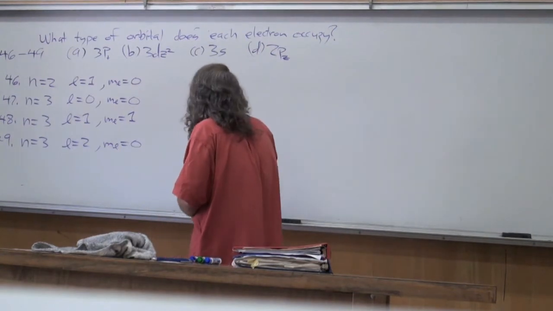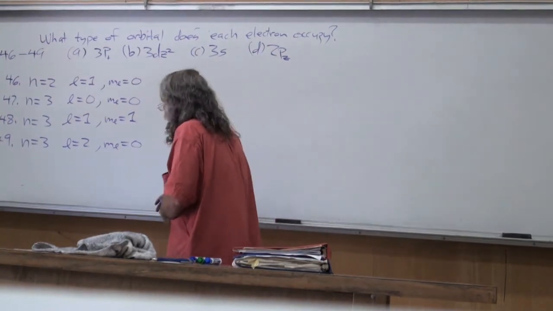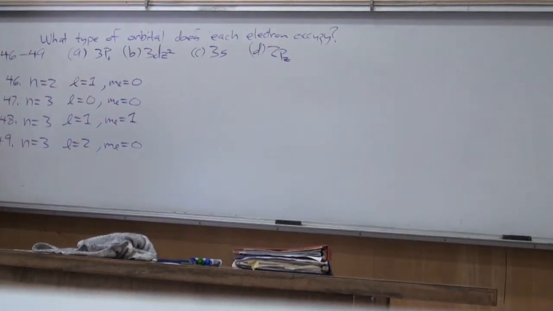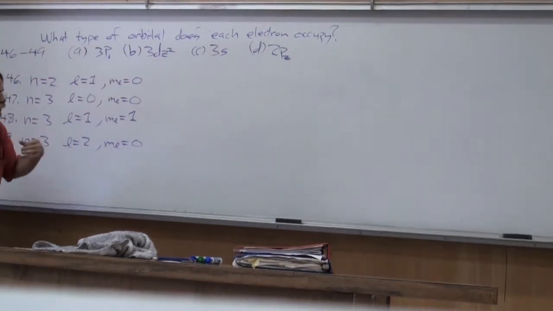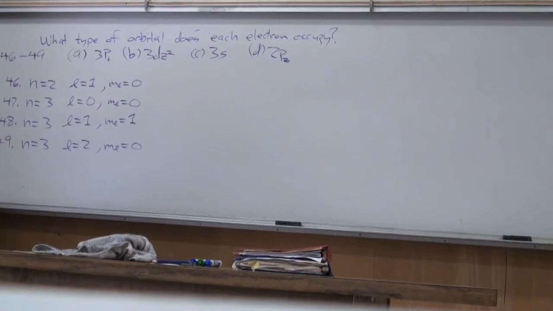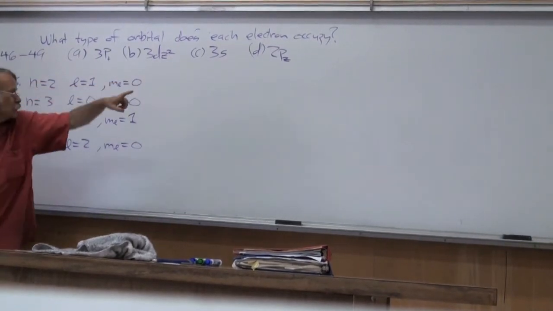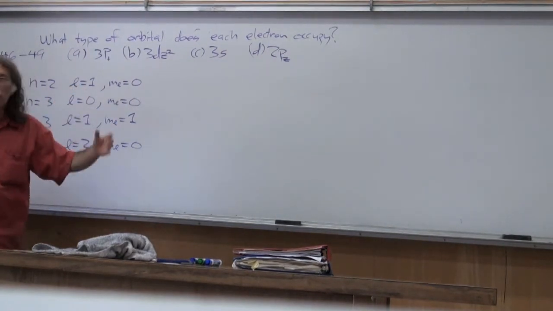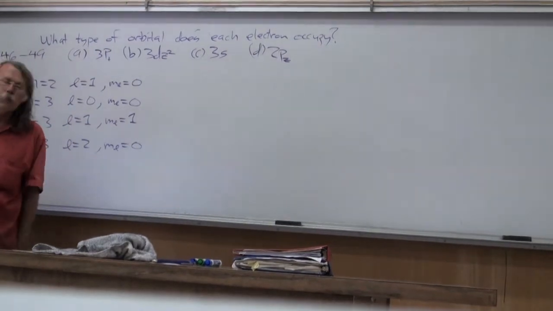Wait, a 2pz, or is that 2pz? Okay. Now, this one's pretty straightforward. The principal quantum number 2 means there's only one option with the principal quantum number 2. But let's go on ahead and see just for fun. L is equal to 1. L equal to 1 corresponds to some sort of a p orbital.